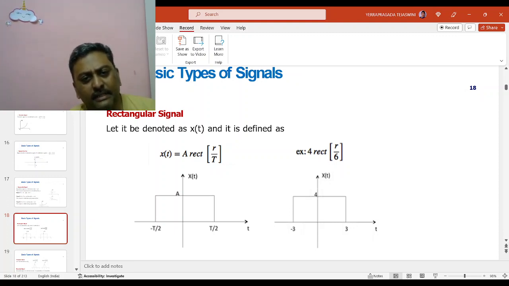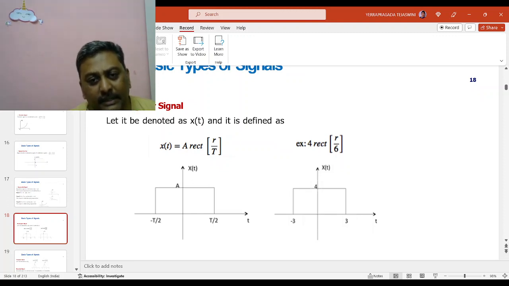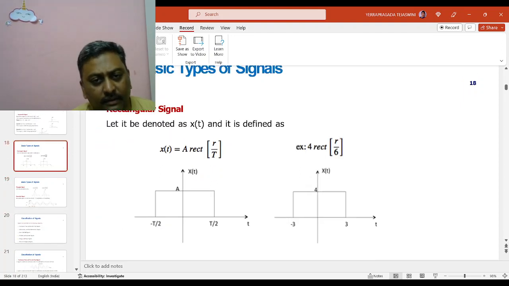So let it be denoted as x of t, and it is defined as x of t is equal to A rect(t/T), where T stands for time period. This x of t is the function, and A stands for amplitude. So here, suppose A is equal to 4. Here it is written as 4 rect(t/6).